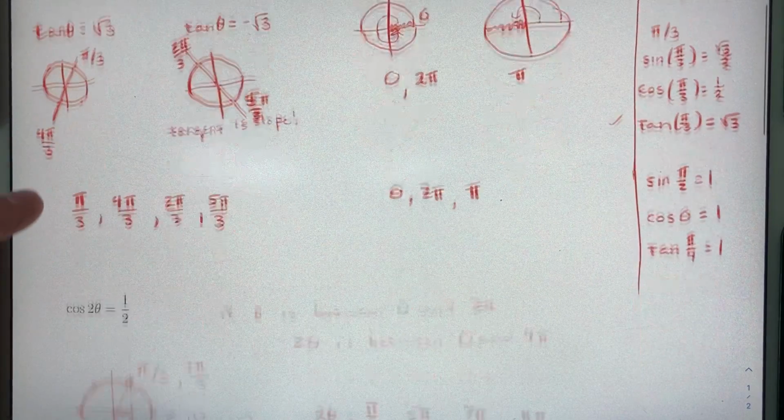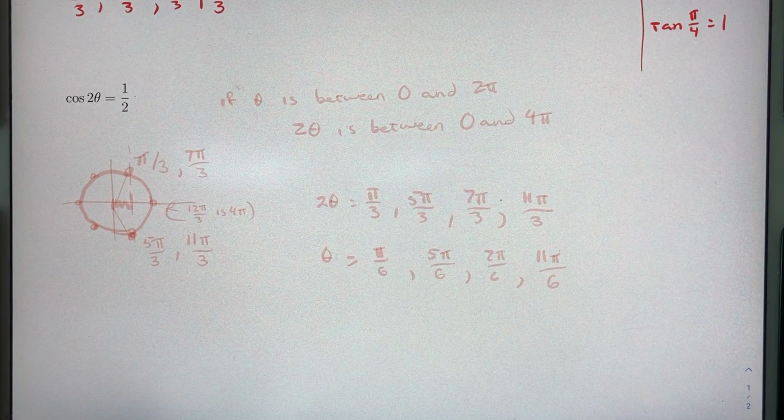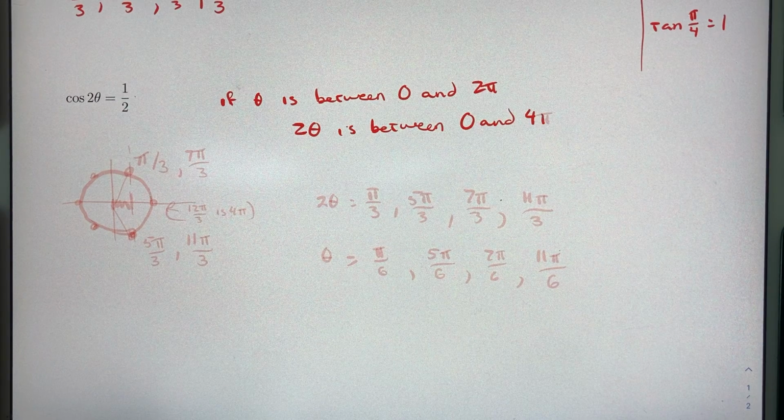Okay, cosine 2 theta equals 1/2. We're going to do it this way. We'll figure out 2 theta, and then remember that if theta is between 0 and 2 pi, 2 theta can go around twice. Okay, so when does cosine equal 1/2? I'm trying to draw circles. They're so much harder to draw on my iPad.